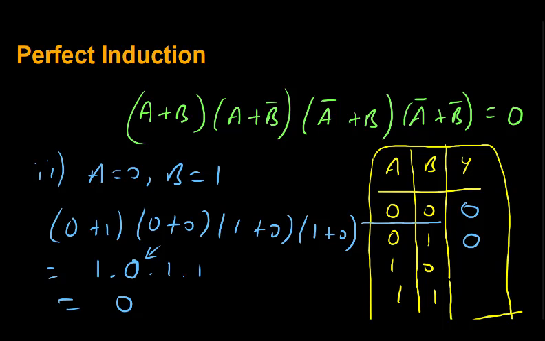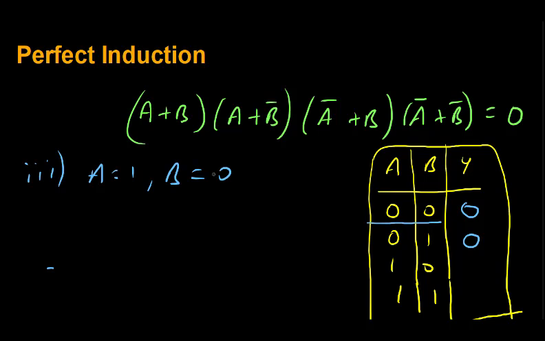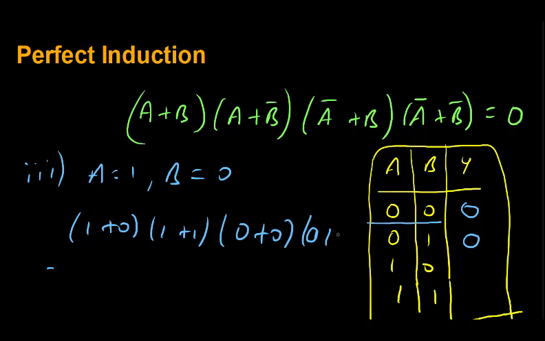Okay, then we see the third case. Even in the third case we will get 0. You can check it. Even for the third case, a is 1, b is 0. So we have here 1 or 0, then 1 or 1, then 0 or 0, and 0 or 1. So this becomes 1 dot 1 dot 0 dot 1. So this is again 0, so we get 0.